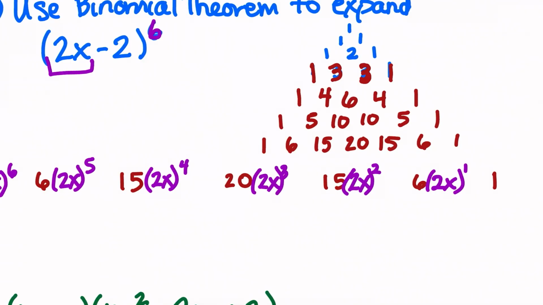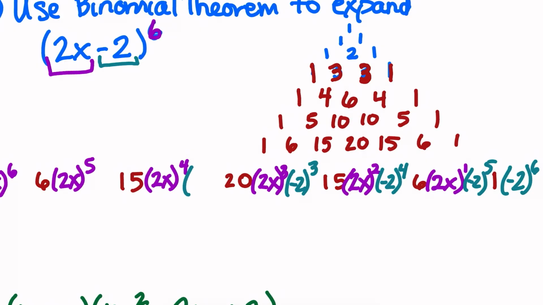And we do the same thing with the number from the right. So we're going to take that negative 2 from the right and put it to the power of 6. So negative 2 to the 6th, negative 2 to the 5th. So 5, 4, 3, 2, 1, but going from the right. Negative 2 to the 4th, negative 2 to the 3rd, negative 2 squared, and negative 2 to the power of 1.